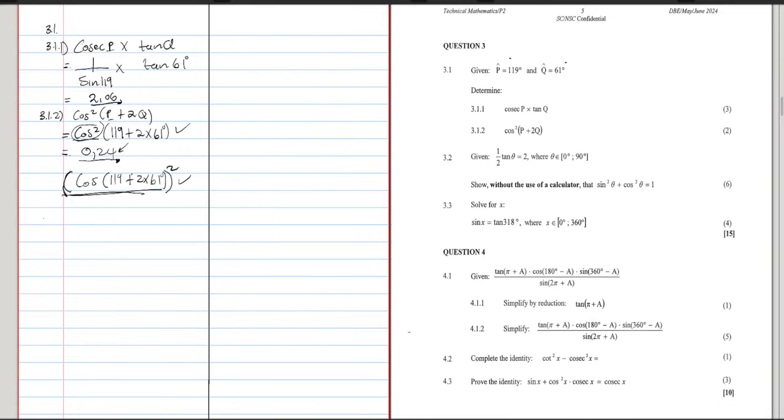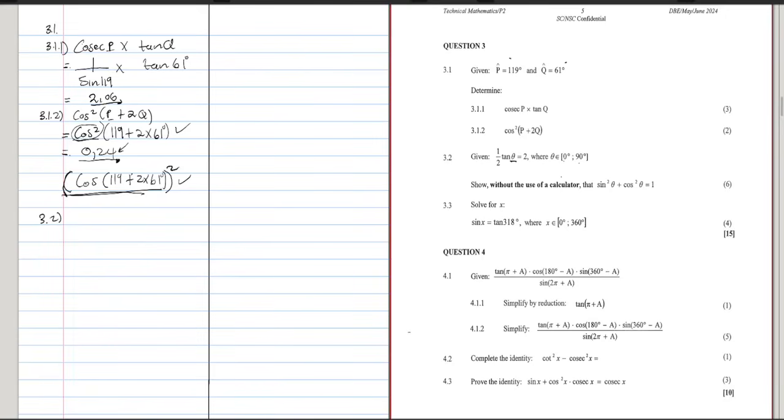All right, then we get 3.2, given where theta, this angle, is between 0 and 90 degrees. Show without the use of a calculator that sine squared theta plus cos squared theta is equal to 1. That's a Pythagorean identity, or the square identity for sine and cos. All right, that is true, but we have to show it.